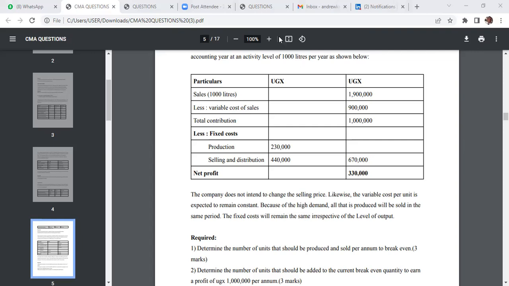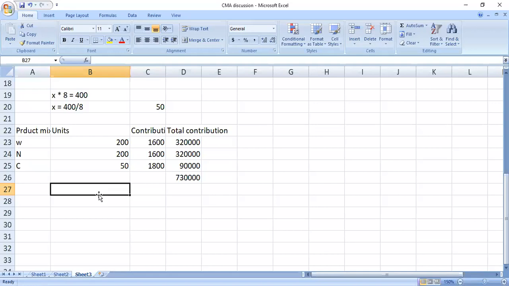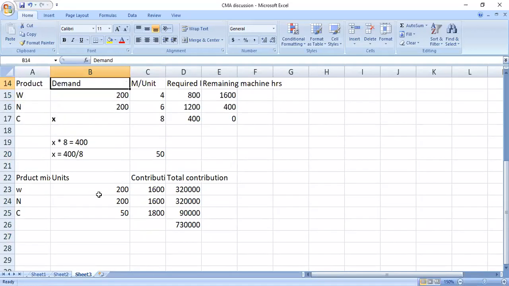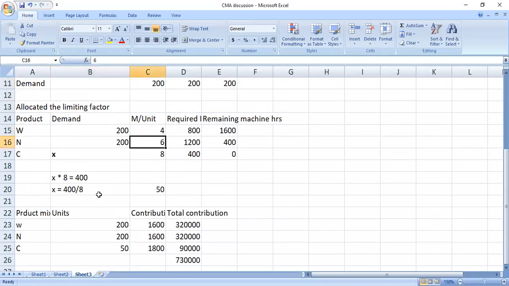So if I may take you back to what he is asking. I think he's very interested in this part here, how we end up with the X and stuff like that. Okay, so we're saying that the first steps are clear. That's determine the contribution per unit. And then the next step is determine the contribution per unit per limiting factor, and that will help us to rank.